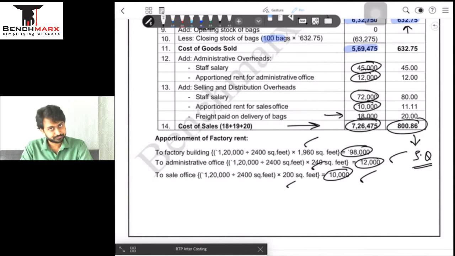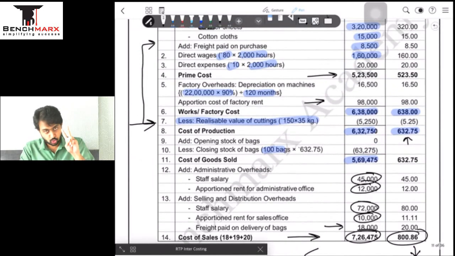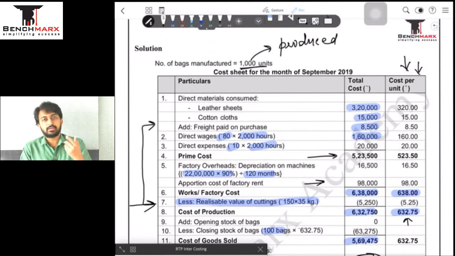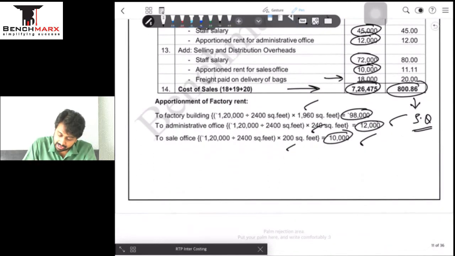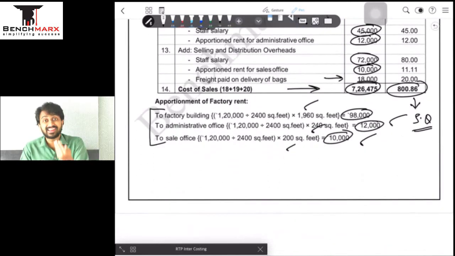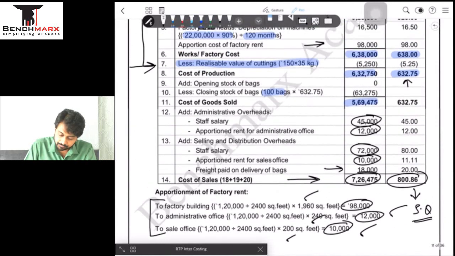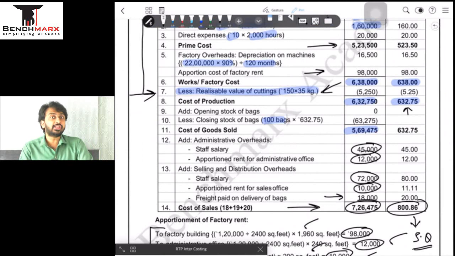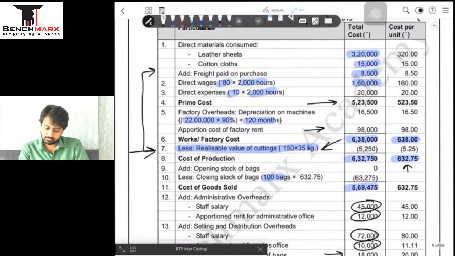So two things were important in the whole question. One is how to get the quantity produced. If I know my gross consumption for the whole year and divide by the consumption per unit, I will get the goods produced. This is the first important thing in the question. The next important thing is the allocation of factory cost or the factory rent to factory content, admin content and S&D content. That was an important thing. And the sale of scrap is to be subtracted from the factory cost just before COP. These are the only couple of things that need to be revised before the exam.